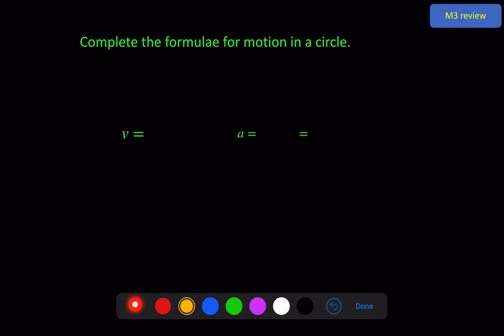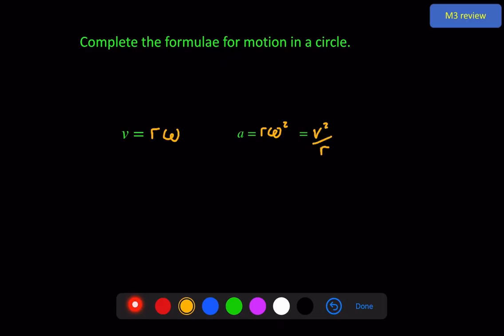If you like, pause the video now and complete these formulas from the previous video. Here we've got v, which is the tangential speed, and that is equal to r times omega, where omega is the angular speed and r is the radius of the circle. A for acceleration here is r omega squared, or v squared over r.